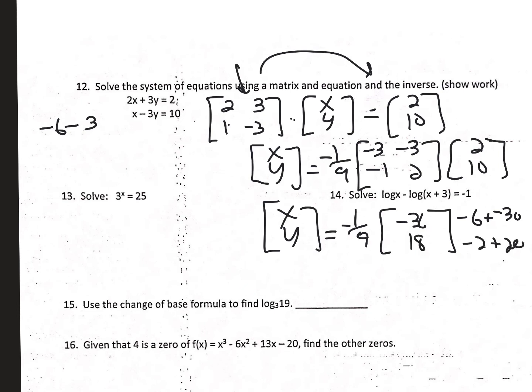Take the 1/9 through there. Now 9 goes into 36 4 times, so that's going to be 4. 9 goes into 18 2 times. It's going to be -2 because the 1/9 is negative and the 18 is not. So there's your answer. You must show those 3 steps tomorrow.